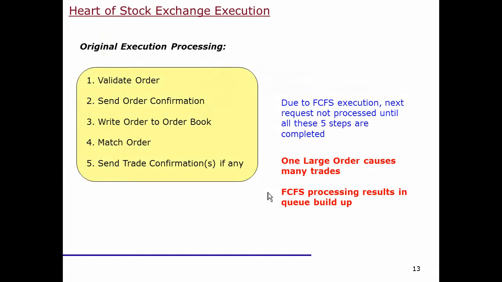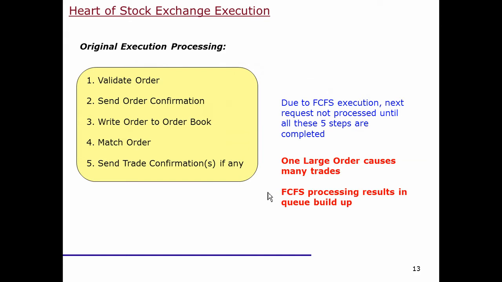So if you look at the heart of the stock exchange, it has an order execution process which goes through 5 steps. The order gets validated, then the order is confirmed to the end user. That's what the response time really is: I've received your order. You cannot say when your order will match versus counter orders. Then the order is written to an order book. The order is matched: buy orders are matched against sell orders, and sell orders are matched against buy orders. And whatever trade occurs through the matching, a trade confirmation is sent.